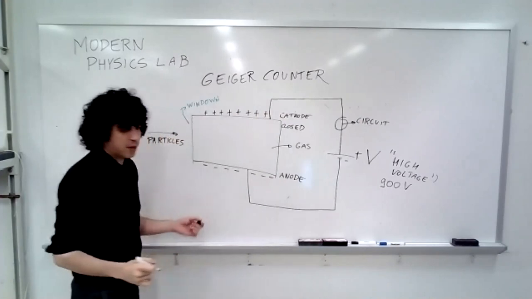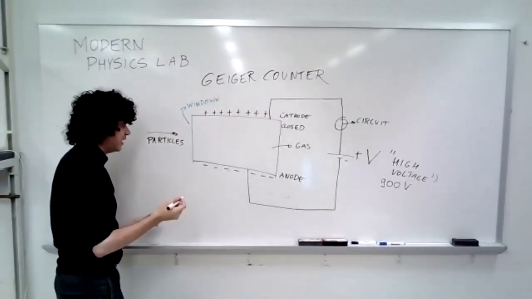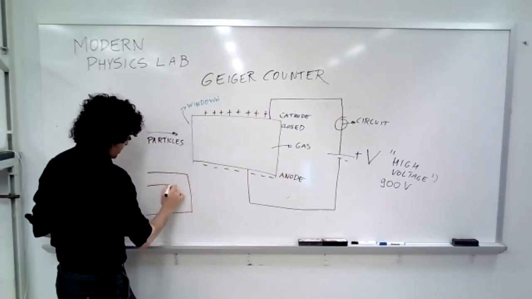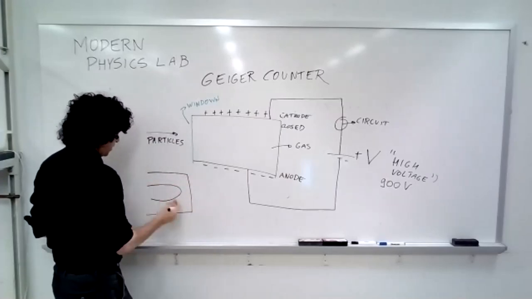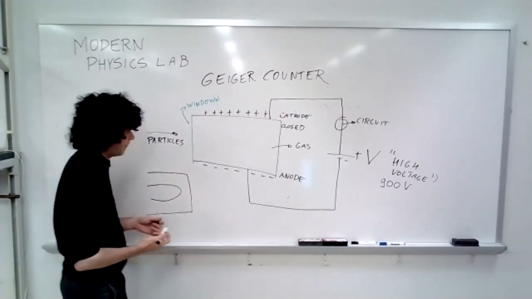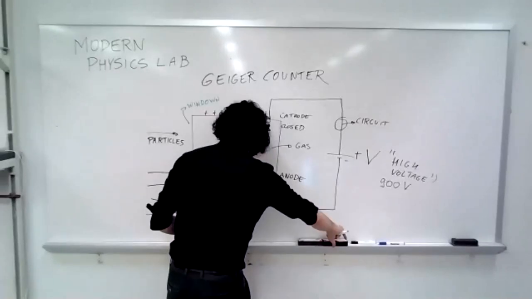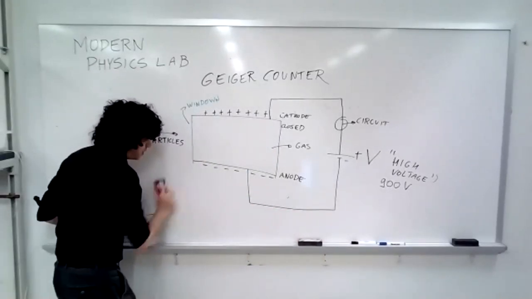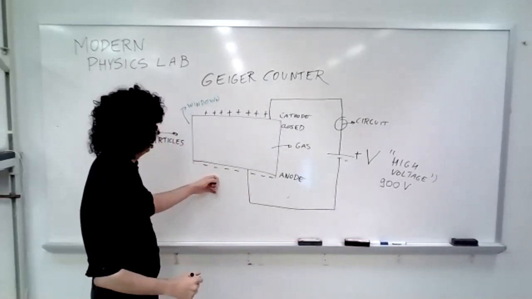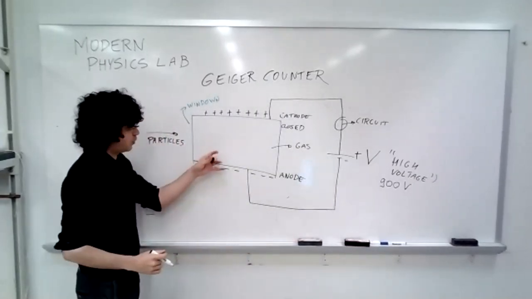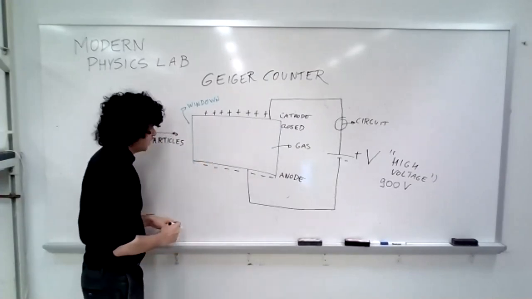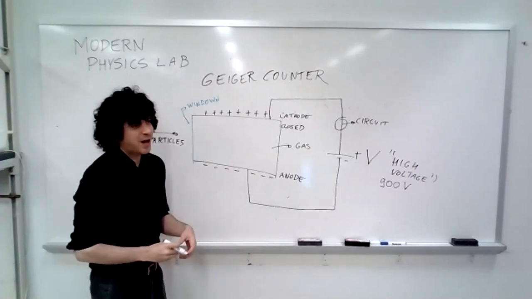In the case of the Geiger counter we are using, this is actually cylindrical. So we actually have two cylinders, one inside the other. But this is the simplest scheme. So there's a strong electric field inside the gas, and the atoms are highly ionizable.